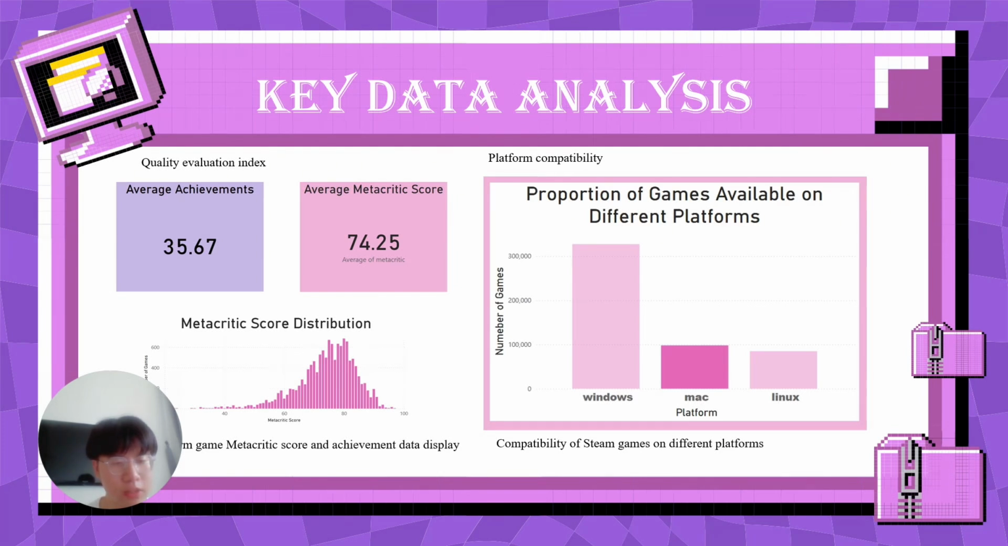Now, platform compatibility. Windows dominates with nearly 294,000 games, almost 100% support. Mac has 183,000, and Linux 168,000. Only 156,000 games are fully cross-platform, 53% of the total. Clearly, Windows is the go-to, but cross-platform support is growing. This insight shows strong quality overall, and Windows leads in compatibility, key for developers and players.